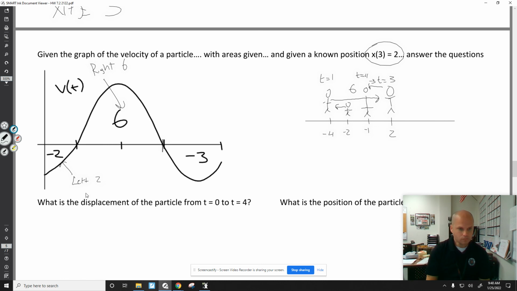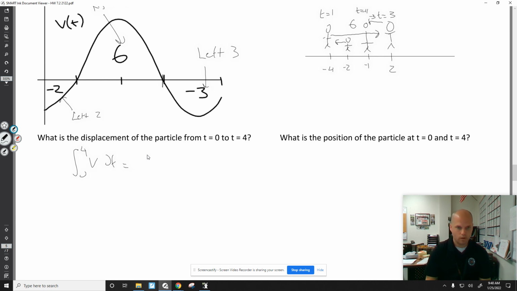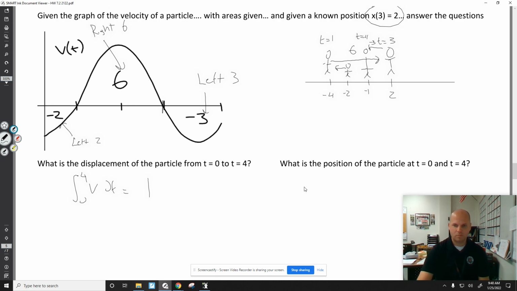Okay. What's the displacement from 0 to 4? 1, 2, 3, 4. Left 2, right 6, left 3. Or -2 plus 6 minus 3, which is 1. Look at that. My overall displacement to the right 1. I started at -2, I ended at -1. It makes sense. What's the position of the particle at t equals 0? Well, I could say, if I wanted to, I could use this. If I wanted to, I could just understand. Or I could say my position at time 3, I know. That's in the future. 0's in the past.